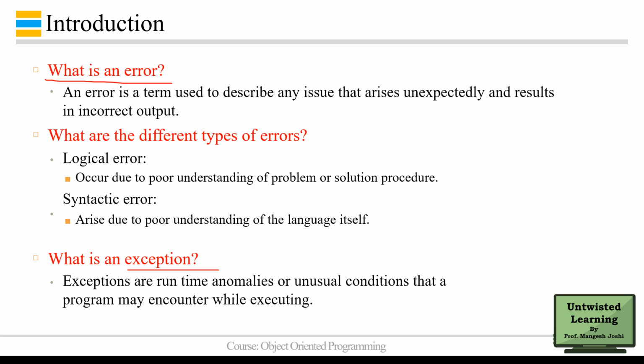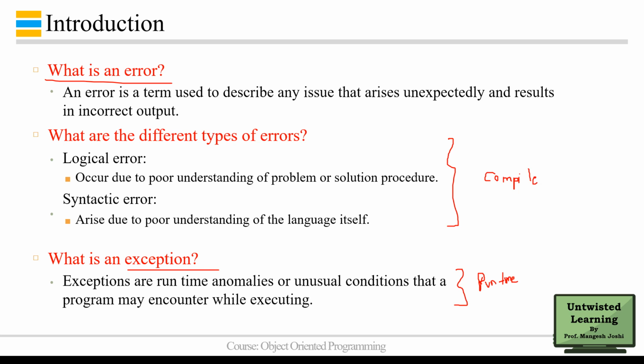These two types of errors are detected at compile time, while writing your code. This occurs during compile time and your program does not get executed or does not give you the correct output. Exceptions are runtime anomalies or unusual conditions that a program may encounter while executing. So this is during compile time and this is during runtime.